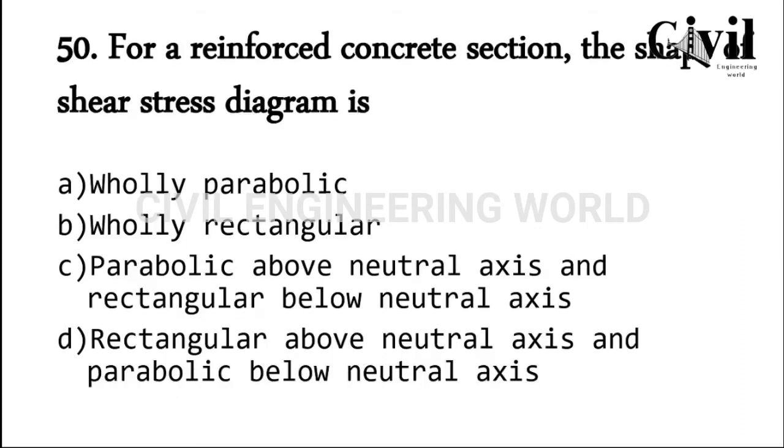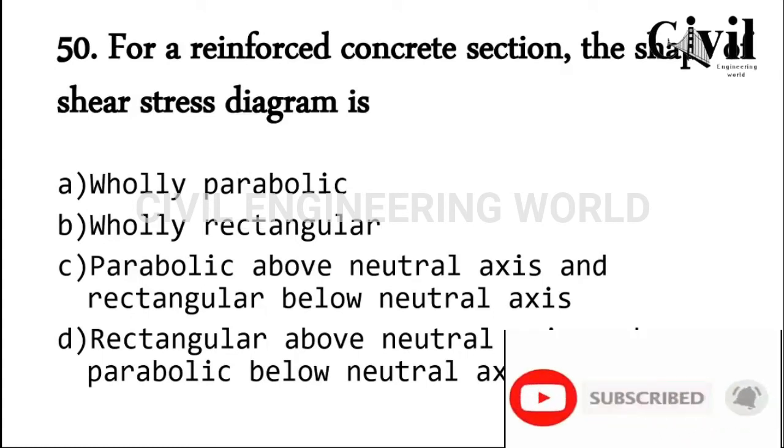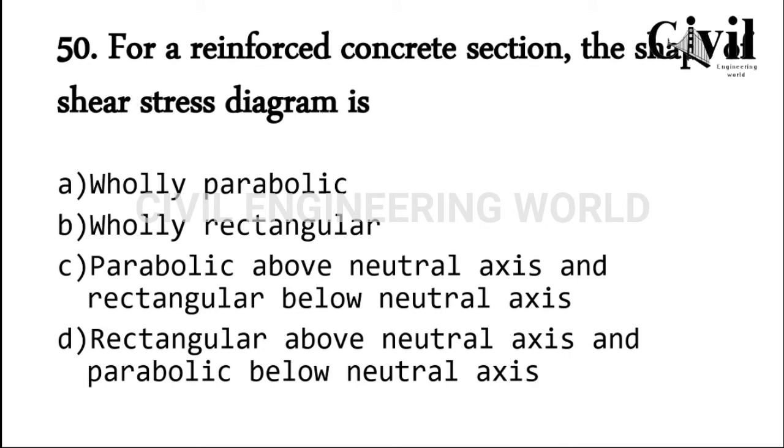For the reinforced concrete section, the shape of the shear stress diagram is actually parabolic above the neutral axis and rectangular below the neutral axis. So C is the correct answer for this. Okay, so now we have covered 50 MCQs. Now let's move to the next, 51.